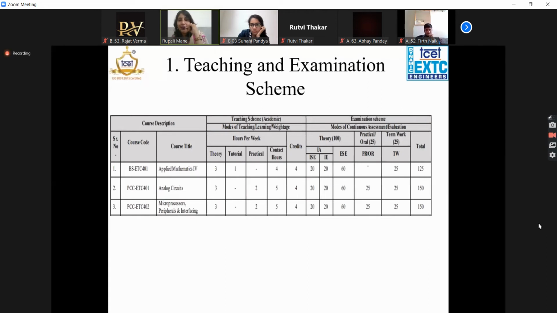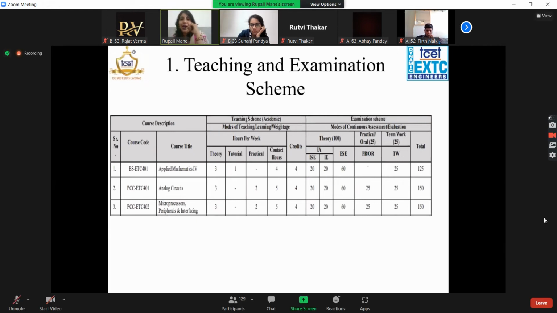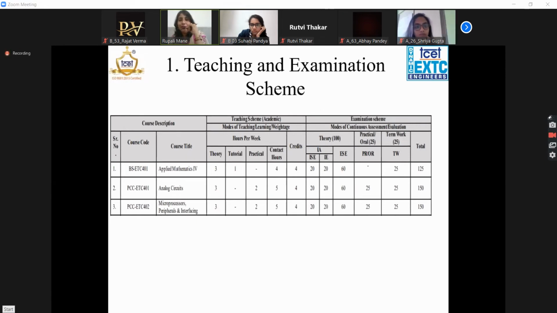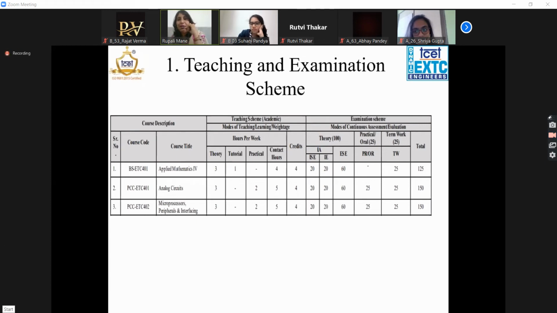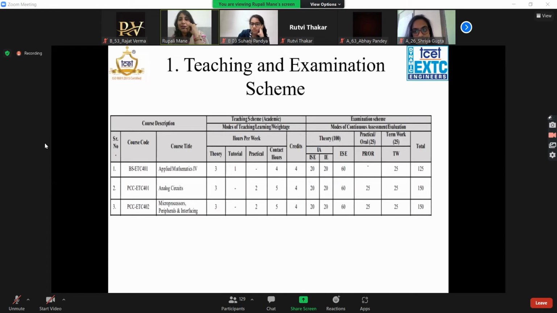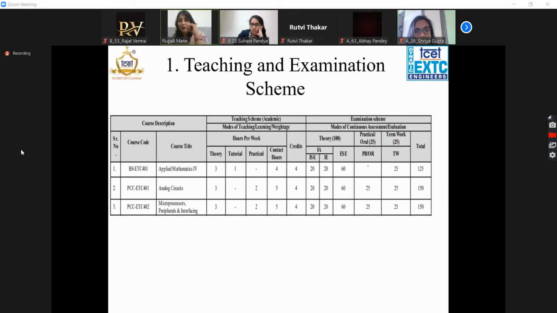The 100 marks are divided like this: 20, 20, and 60. 20 will be your ISC. Then 20 will be your IE, okay, and the theory exam will be of 60 marks. Apart from that, there will be a practical and oral examination carrying 25 marks, and term work will be 25 marks, okay. So in all, there are 150 marks for this subject.